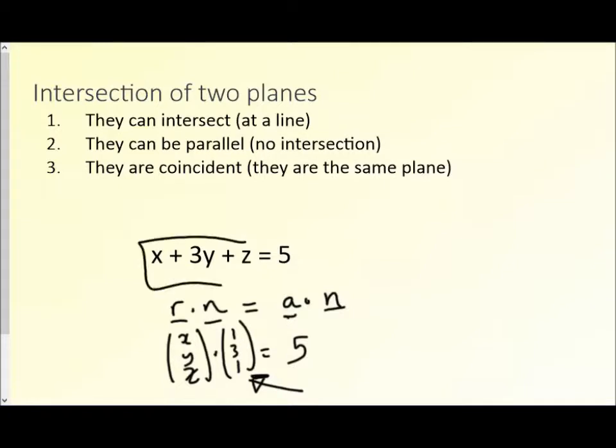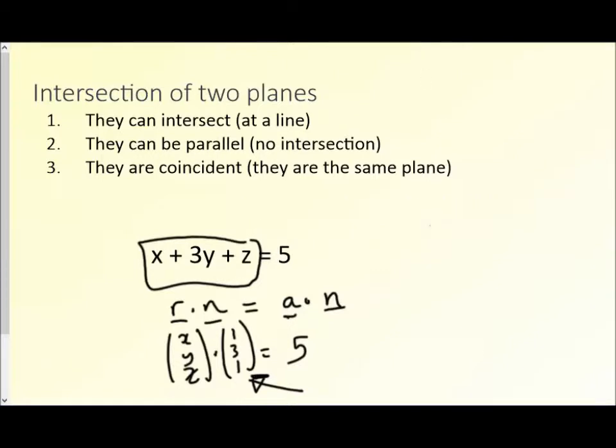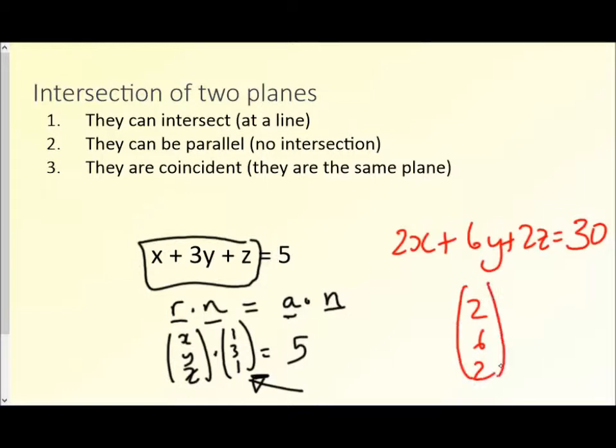So if this part of the equation never changes, the direction of the normal doesn't change, therefore it will always be a parallel plane. And you can say even more than that, of course, because if you consider an equation like this one here, 2x plus 6y plus 2z is equal to 30, then that's going to be parallel too. The direction of the normal, 2, 6, 2, is going to be a multiple of 1, 3, 1, therefore it's going to be parallel. So that's going to be a clue to us in answering these parts here.